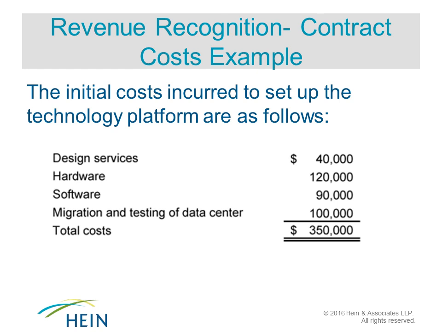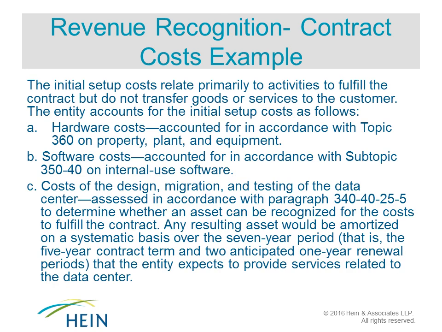So the initial costs incurred for the technology platform are listed there in the table. So they've spent $350,000. And how do we treat that piece of it? So the initial setup costs relate primarily to activities to fulfill the contract but do not transfer goods or services. So we're really going to have to look at the hardware costs, and it's going to have its own specific guidance there. And so it probably won't change from the way it's been historically treated, as well as with the software cost that has specific guidance on internal use software.